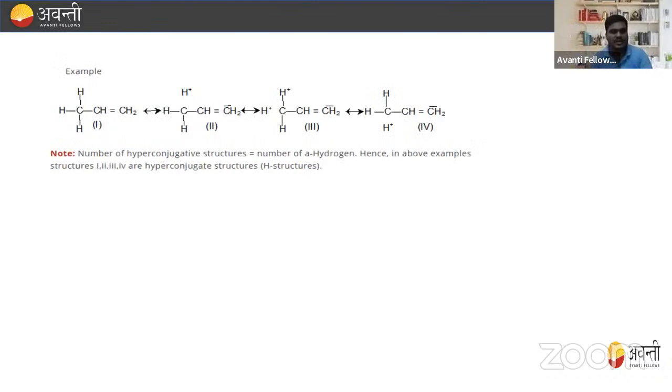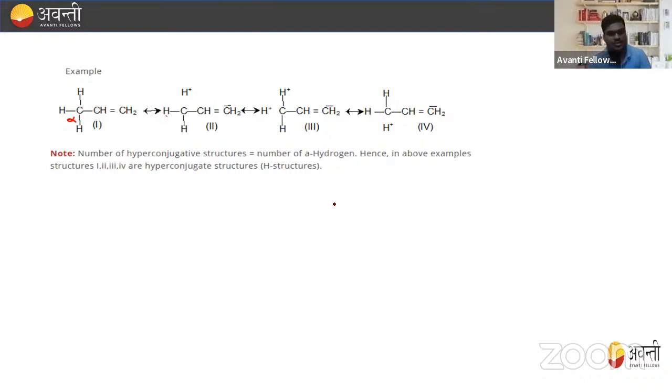For example, we can say that this is CH2, CH2. There is a group here, and this is the presence of alpha hydrogen. Again in this we have a group, and again we have the presence of alpha hydrogen. So either this H, or this H, or we have three of these H.